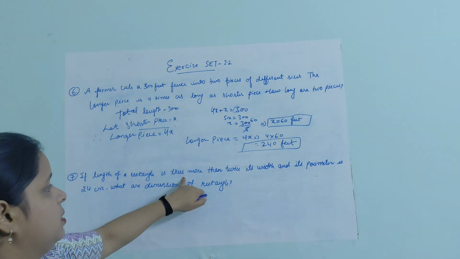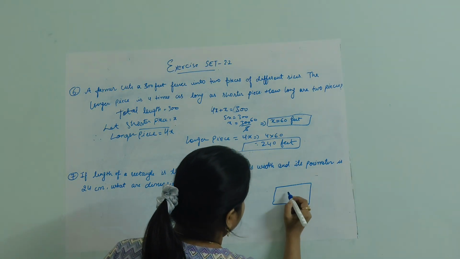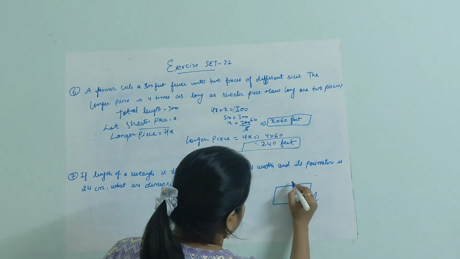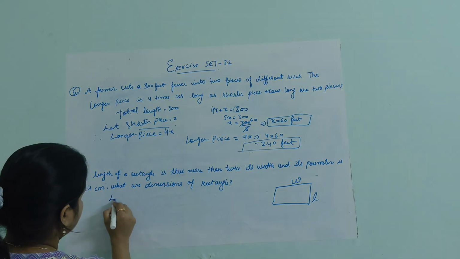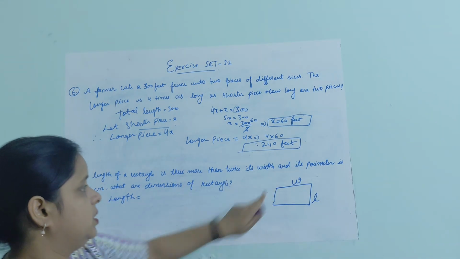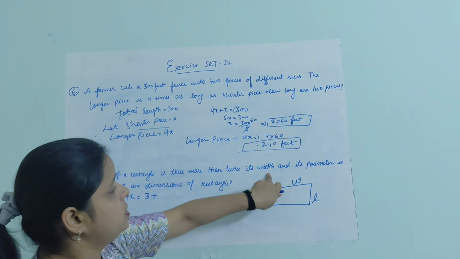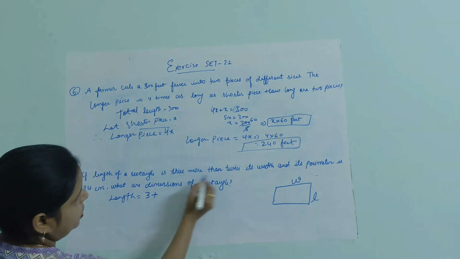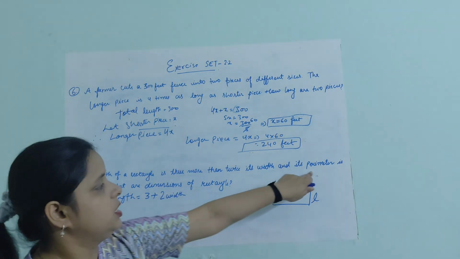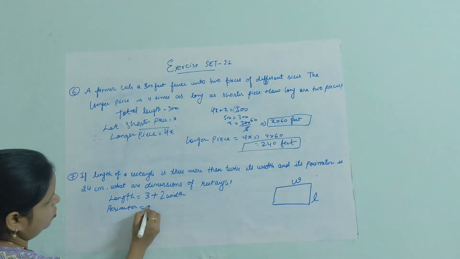If the length of a rectangle has two things, one is length and one is width. If the length of the rectangle is twice its width, this is length and this is width. Length is equal to 3 more than twice its width. That means 3 more than means 3 plus twice of its width. Okay, and its perimeter is 24 centimeter. Perimeter is given, that is 24 centimeter.